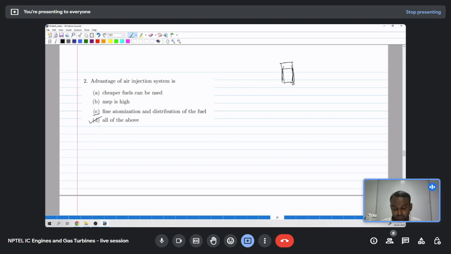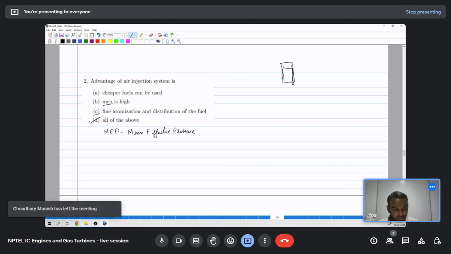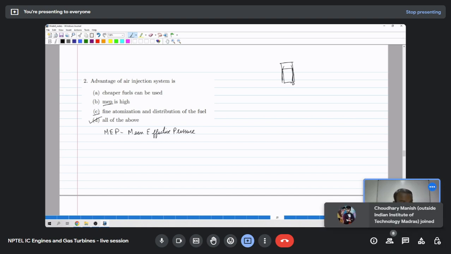Can anyone say why mean effective pressure is high? I hope you know what is MEP, right? MEP is mean effective pressure. I think I have explained this in my previous classes, so you can go through it and come back.